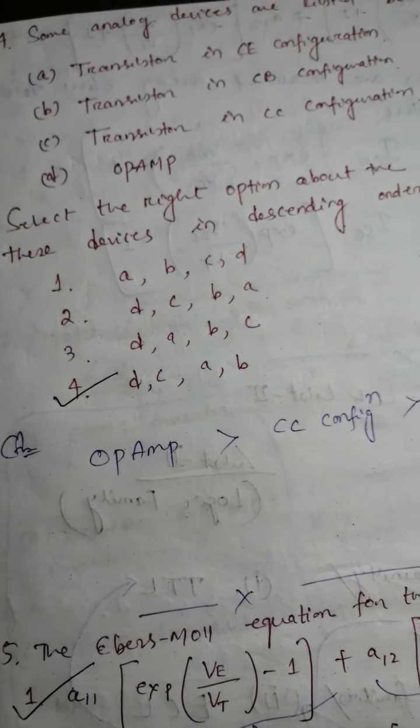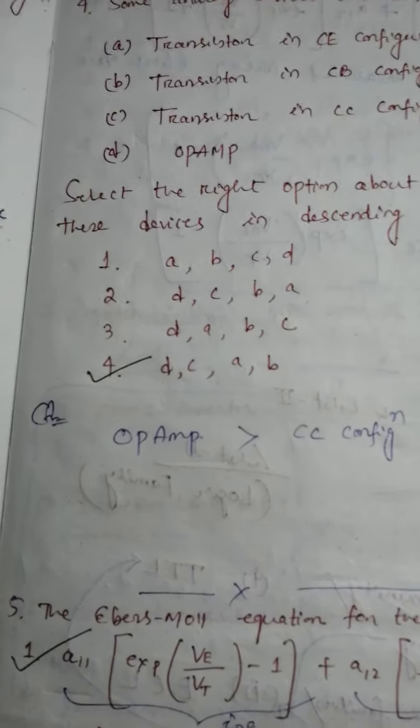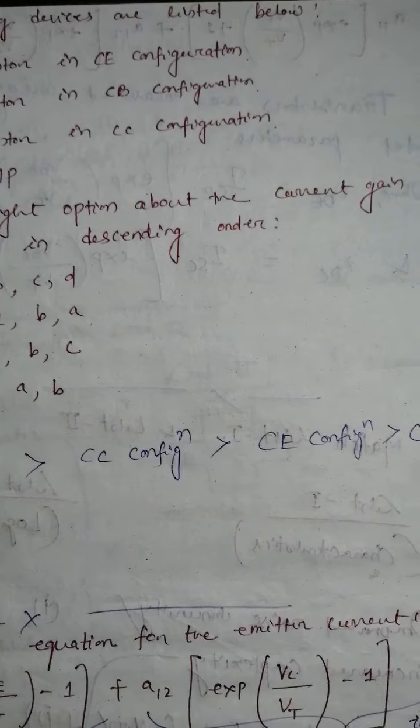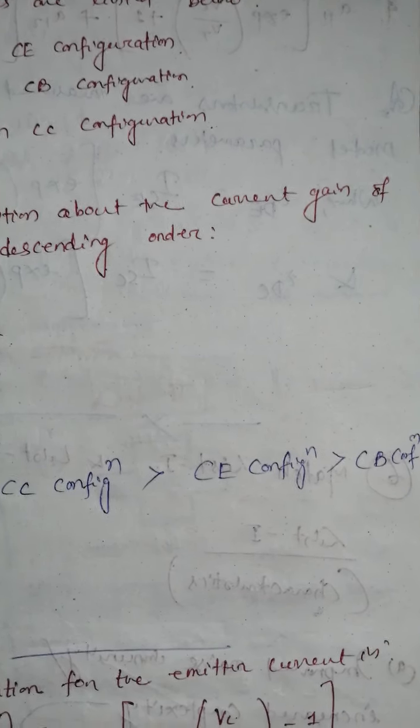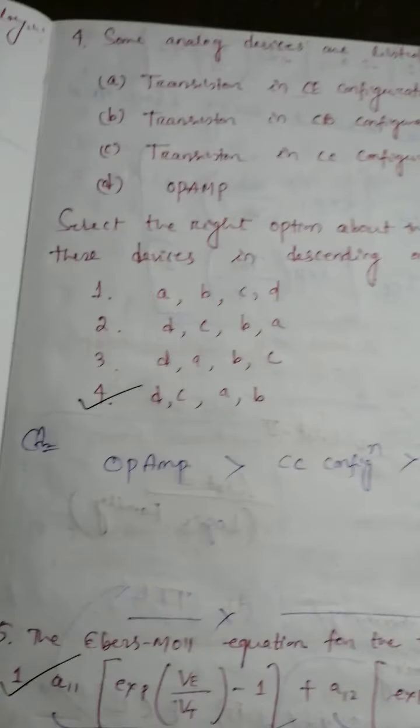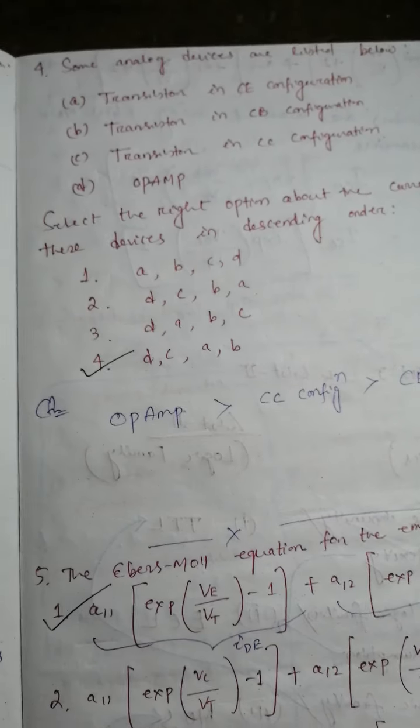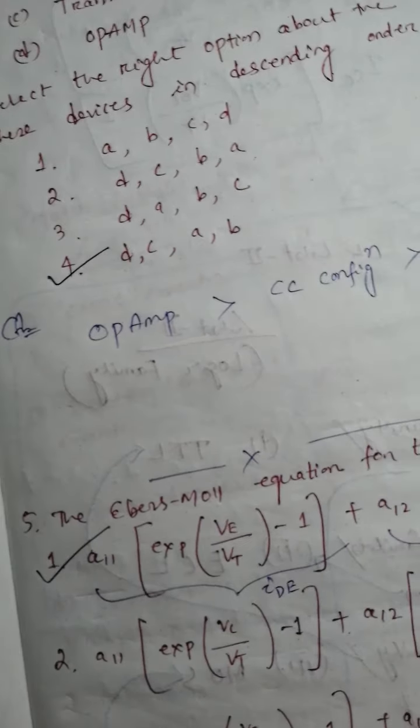Now in the explanation part I can write: op-amp greater than CC configuration, greater than CE configuration, greater than CB configuration. Okay, just remember these things. Fine. Next, question number 5.